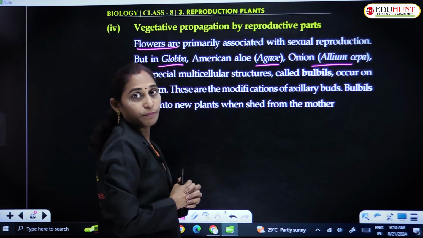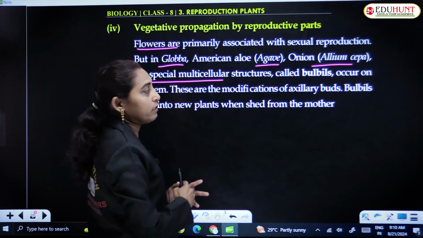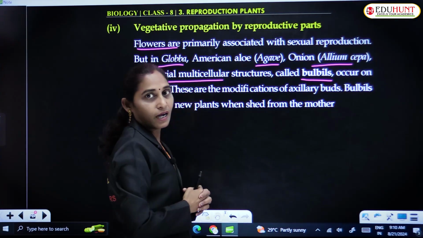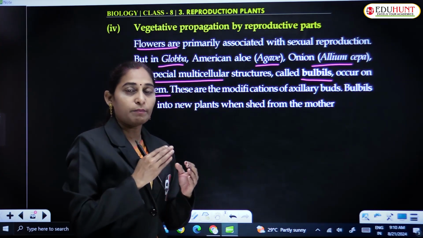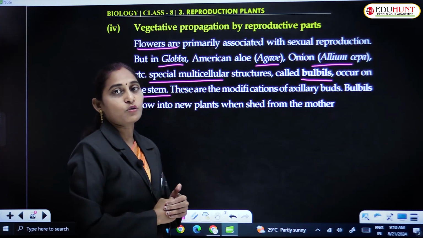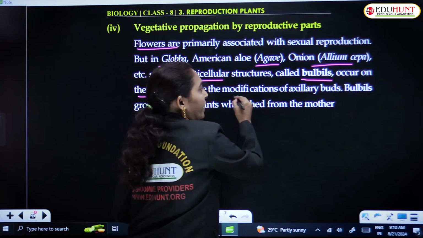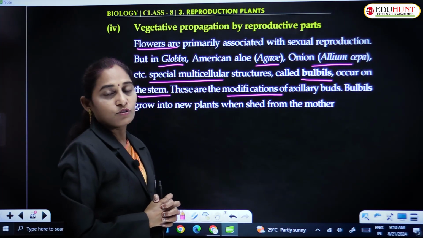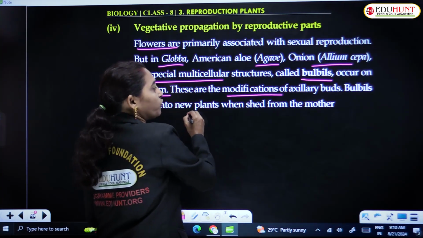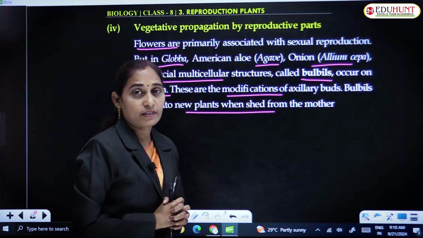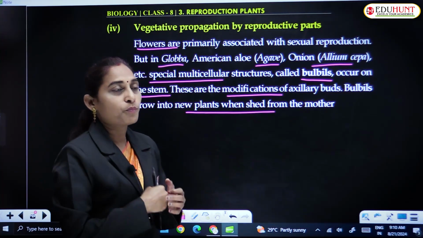onion, Allium cepa, there are special multicellular structures called bulbils. Bulbils arise on the stem. If we separate the bulbils, they can germinate into a new plant. These are modifications of axillary buds through which the plant can propagate. Bulbils grow into new plants when shed from the mother. When they separate from the mother, they will act as new plants.